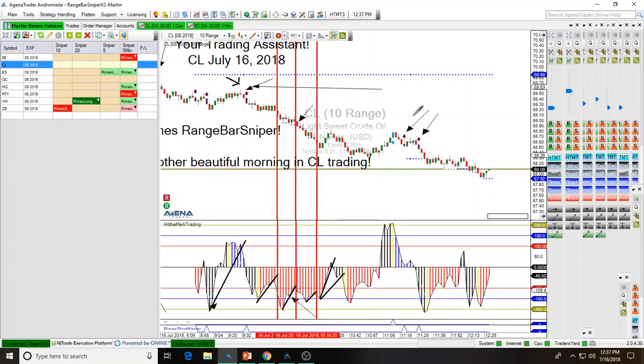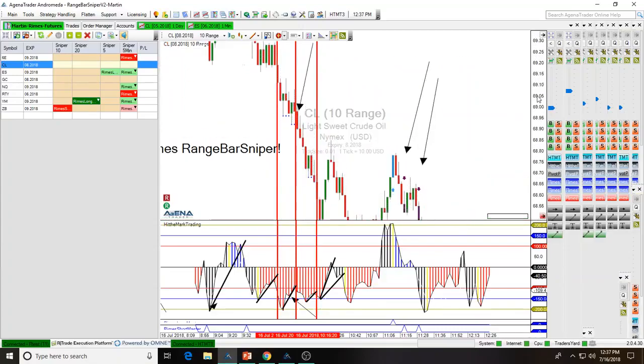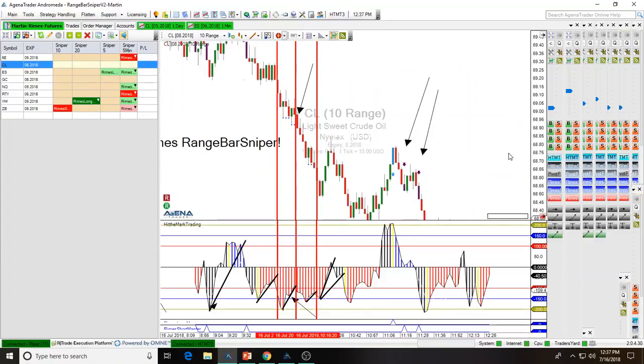So let me see if I can open this up just a little bit. If we took the signal, then we would have put our stop right here. And this is one of those instances where, unfortunately, we were taken out right here. Well, boy, it would have been nice if that would have worked. It didn't work.